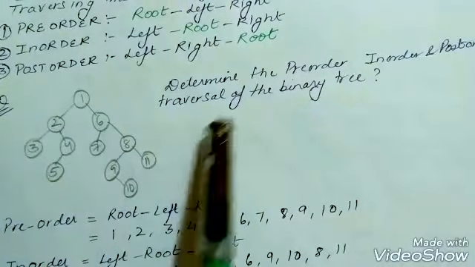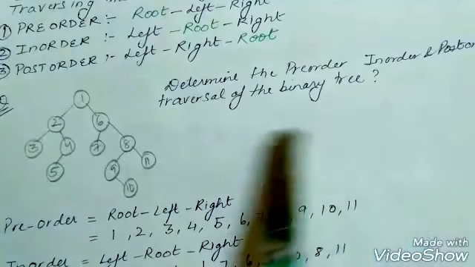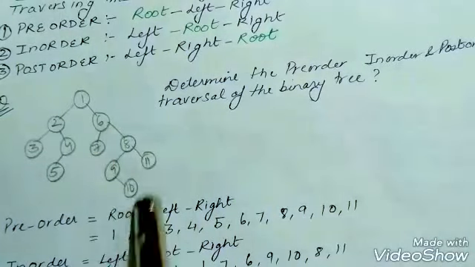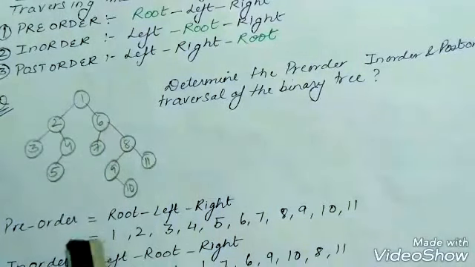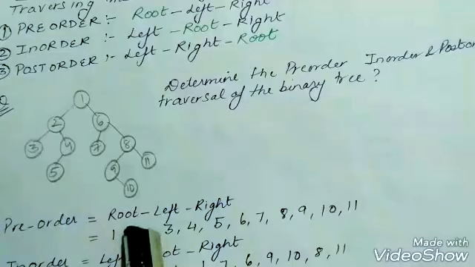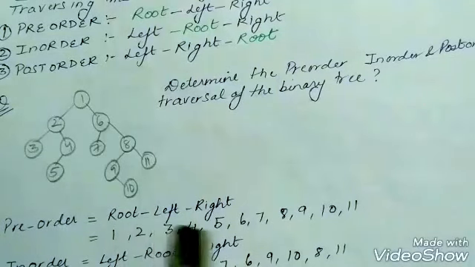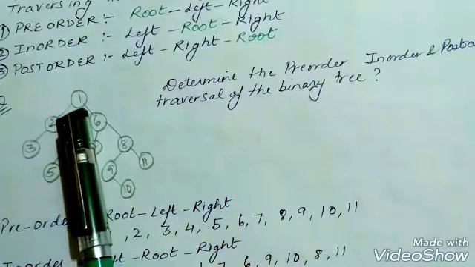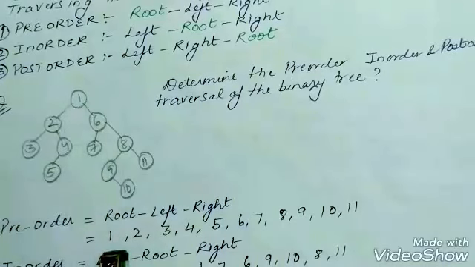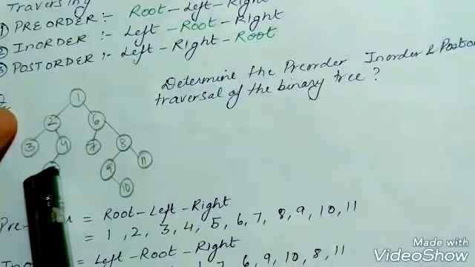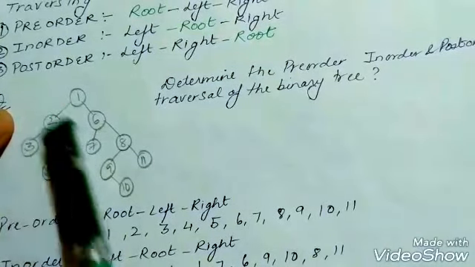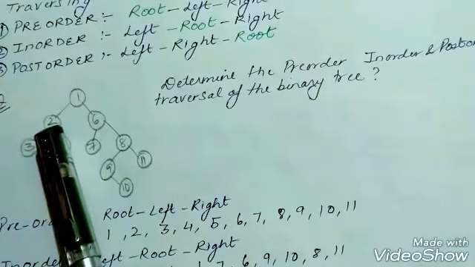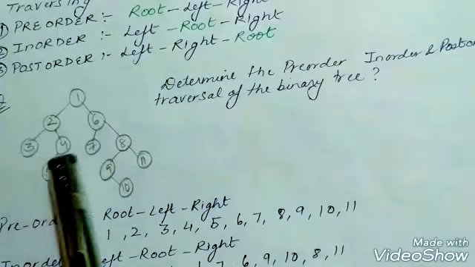A graph is given. Determine the pre-order, in-order and post-order traversal of the binary tree. So to do that, what do we need to follow in pre-order? Pre-order means first we will check out the root, then we move to the left and then to the right. So let us begin. Root is 1. Therefore, we have written 1 here. Now we are moving to our left side. So we will check out our left subtree first. And in that also, first we will take the root and then left and then right.